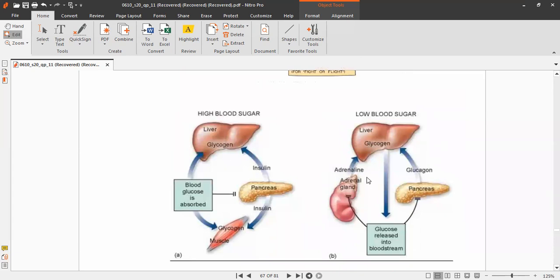Here, adrenaline and glucagon. But we don't need insulin here. In low blood sugar, we don't need insulin, but we need glucagon and adrenaline. So adrenaline increases and glucagon increases, but insulin decreases.